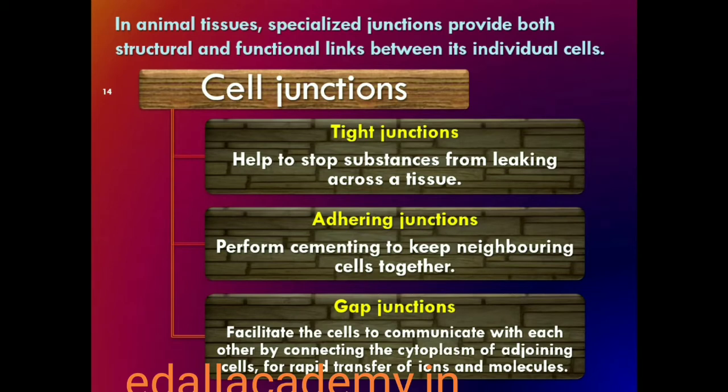Tight junctions help to stop substances from leaking across a tissue. Adhering junctions perform cementing to keep neighboring cells together. Gap junctions facilitate the cells to communicate with each other by connecting the cytoplasm of adjoining cells, for rapid transfer of ions, small molecules and sometimes big molecules.